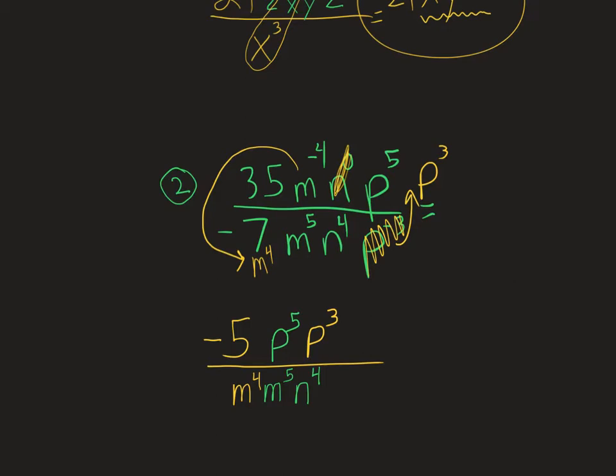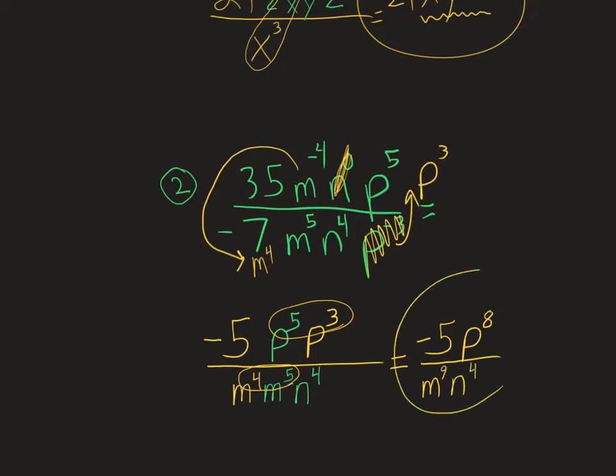I'd really want to point out, guys, look how much just rewriting and simplifying it kind of clears up the problem for you. Now all my P's are going to go together. That's going to be a P8. So there's my negative 5 copied, and I've got a P8 on the bottom. Put all those M's together. That's an M9. And I got my N4. There you go. Simple as that.